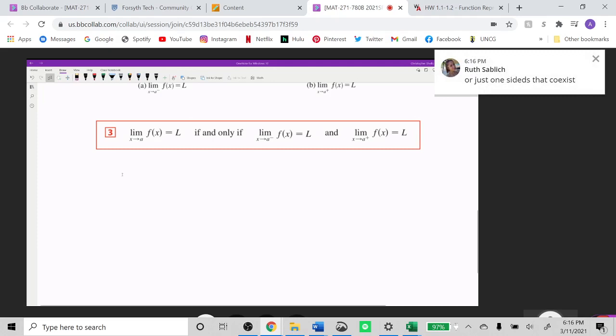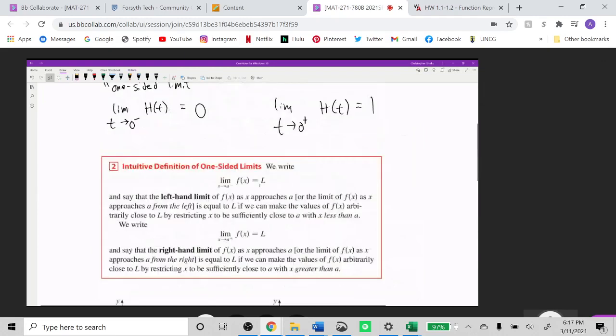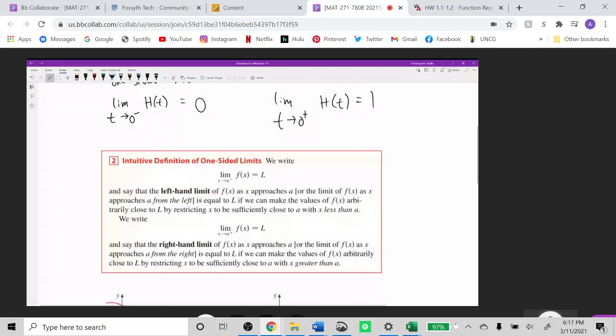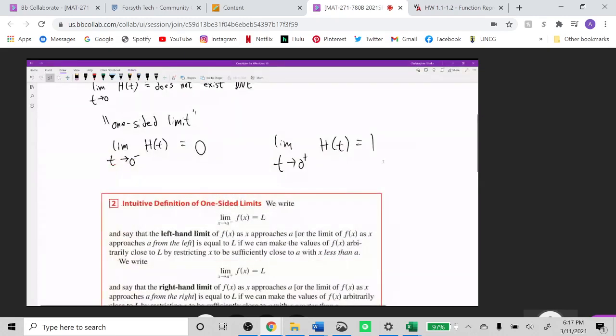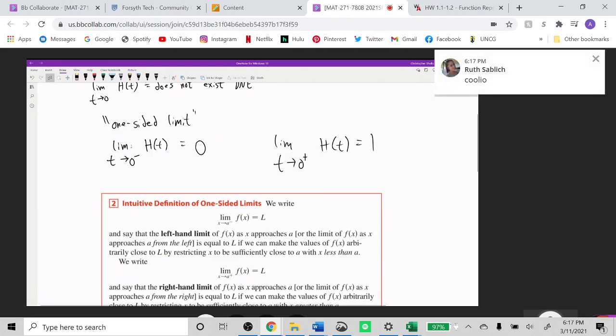We don't explicitly call them two-sided limits, but our standard definition of a limit kind of relies on these. Our standard definition of a limit that we looked at earlier relies on these one-sided limits being equal to one another. Does that make sense?